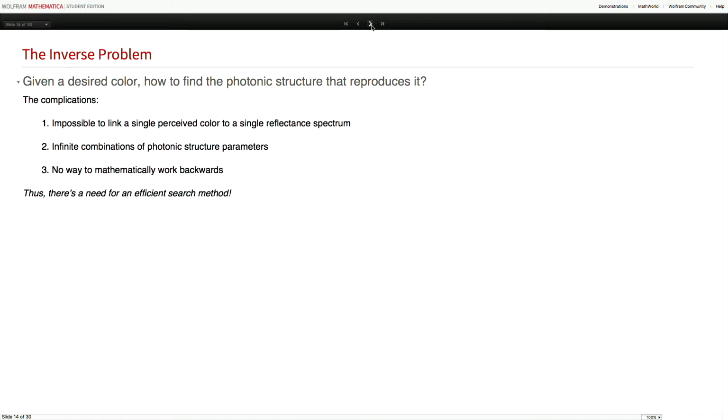And there's infinite combinations of photonic structure parameters: the thicknesses, the materials, the number of layers, the viewing angle. And so really, there's no way to mathematically work backwards. We can't say, here's our color, here is exactly the structure we need to reproduce it. And so instead of working backwards, we need to very efficiently work forwards, and this introduces the need for an efficient search method.